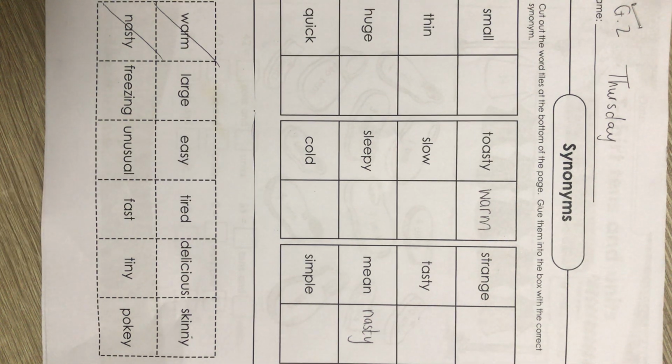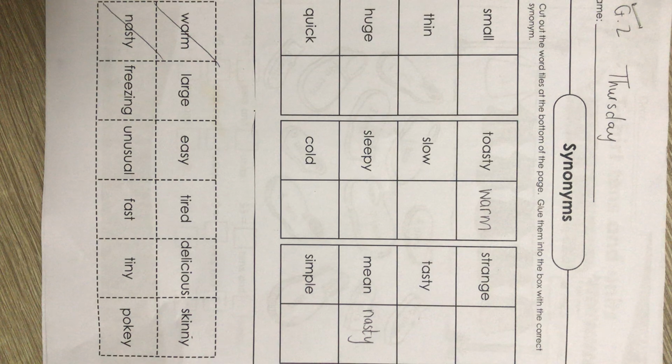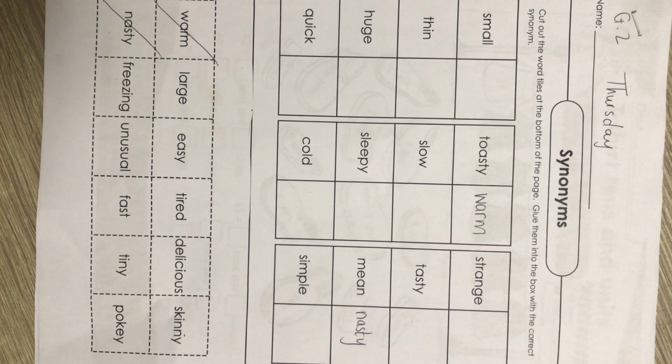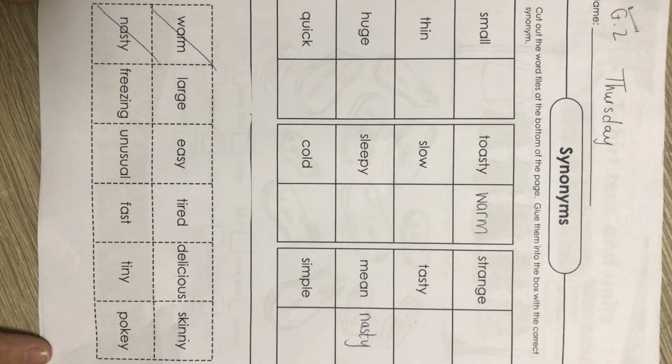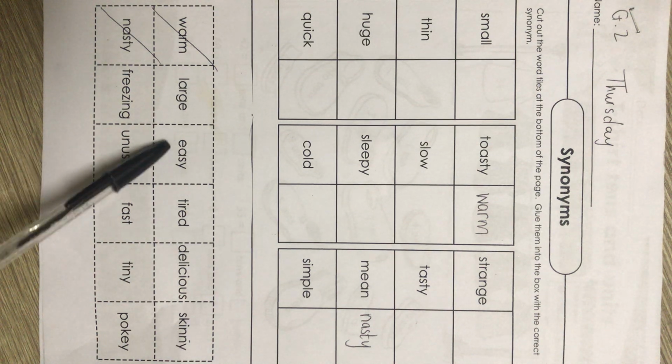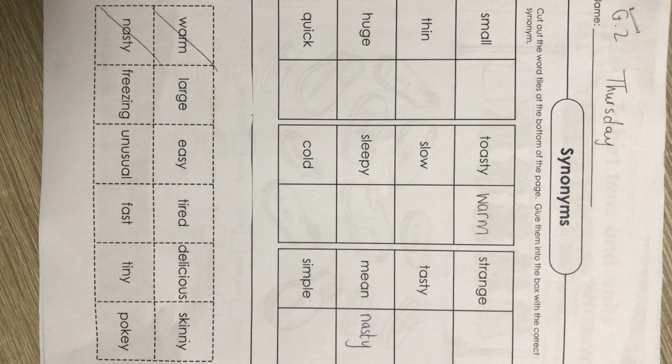Good. Cut out the word easy. If small and easy mean the same thing, paste the word next to small. If strange and easy mean the same thing, paste the word next to strange. If thin and easy mean the same thing, paste the word next to thin. If slow and easy mean the same thing, paste the word next to slow.